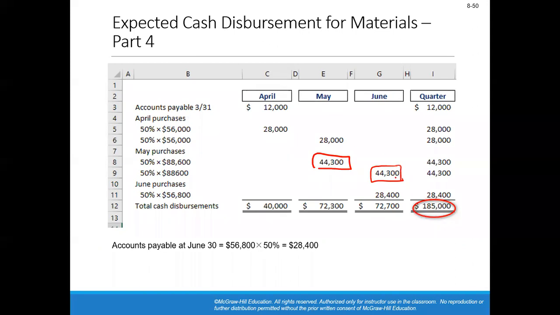And for June purchases, I'll be paying half of the purchase payment in the month of June and the half in the month of July, which is out of the current quarter. So in this way we are calculating. You have already calculated. That is all for today's class, and we have remaining discussion on other budgets which are part of the master budget that will be discussed later.